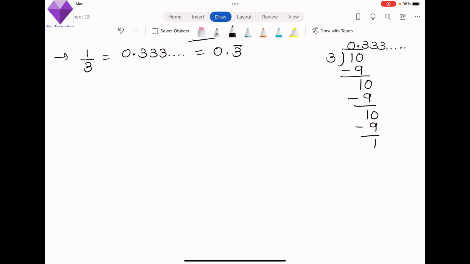That means bar means only the digit 3 is repeating, and this pattern of numbers are called non-terminating and repeating or recurring numbers. Non-terminating and repeating numbers it is called.